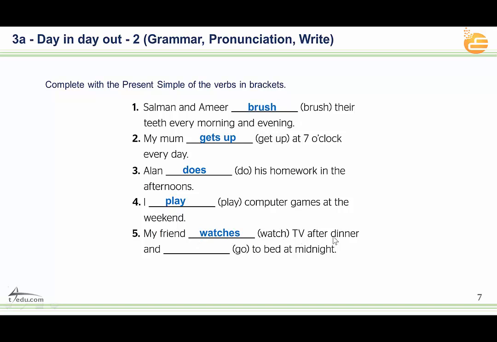Exactly. TV after dinner. And go to bed at midnight. We're still talking about my friend. I still talk about my friend. Go. Goes. My friend goes, and goes to bed at midnight.